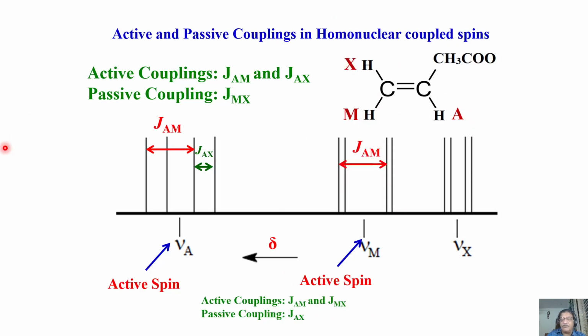Now go to the chemical shift of, okay, this is some way we can interpret. Now go to the chemical shift of X. What are you going to see in X? X is the active spin. What are the passive spins? M and A.